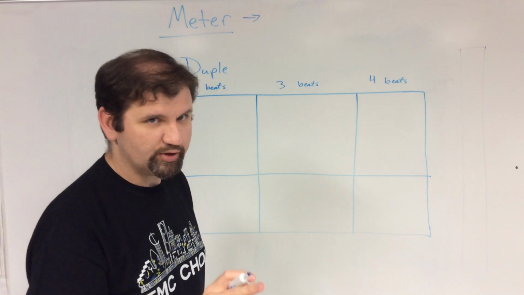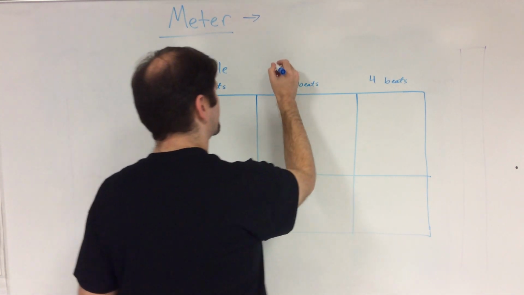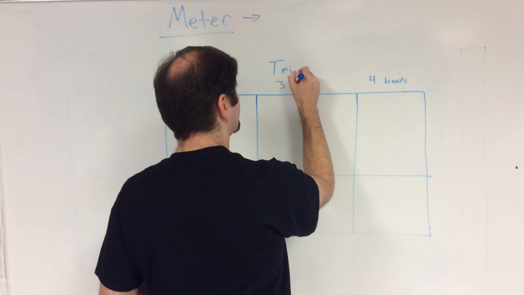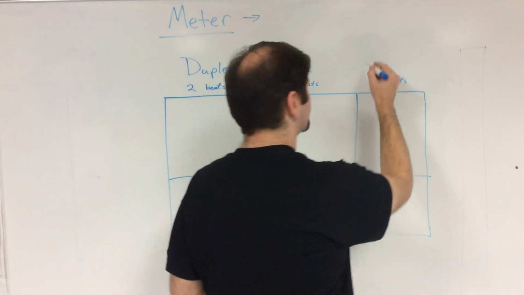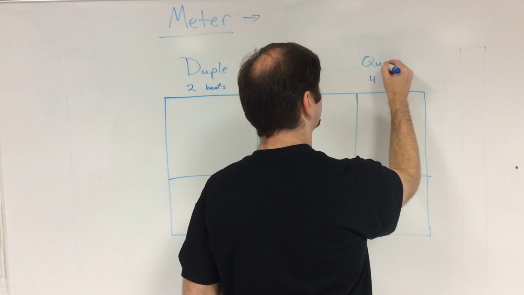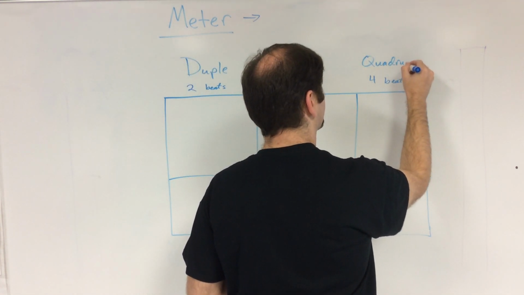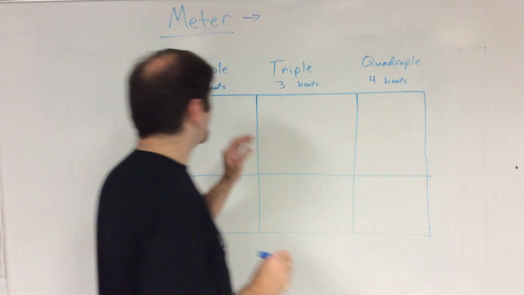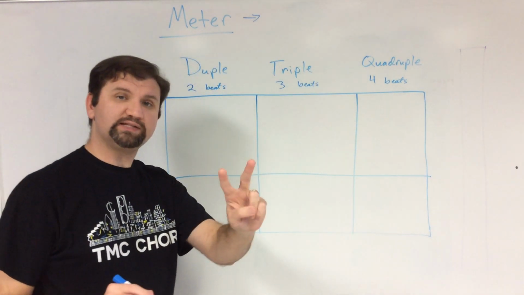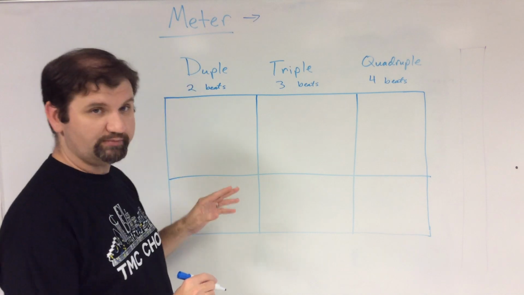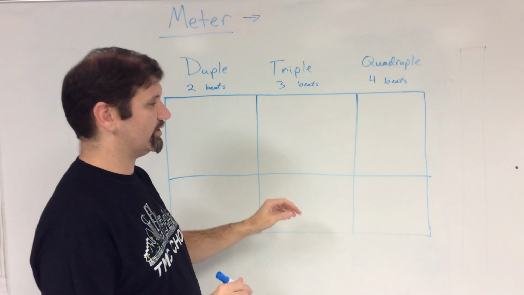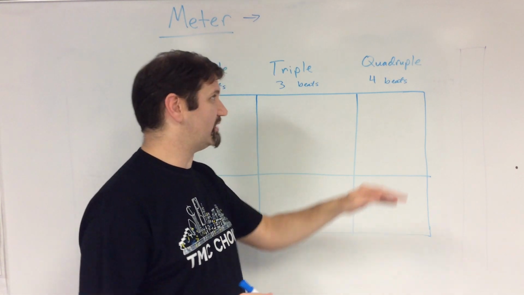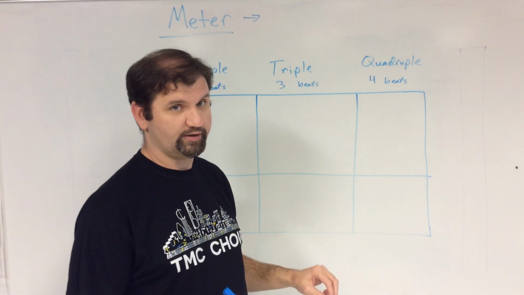The name for each of those is duple, and please don't write double, duple, triple, and, as you could probably guess, quadruple. So something that has 2 beats in a measure is a duple meter. Something that has 3 beats in a measure is a triple meter. And something that has 4 beats in a measure is a quadruple meter.